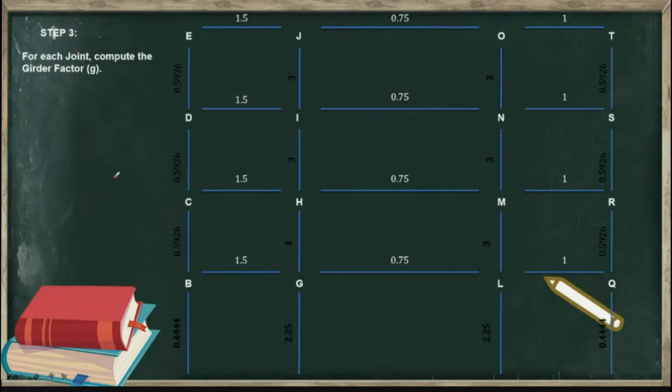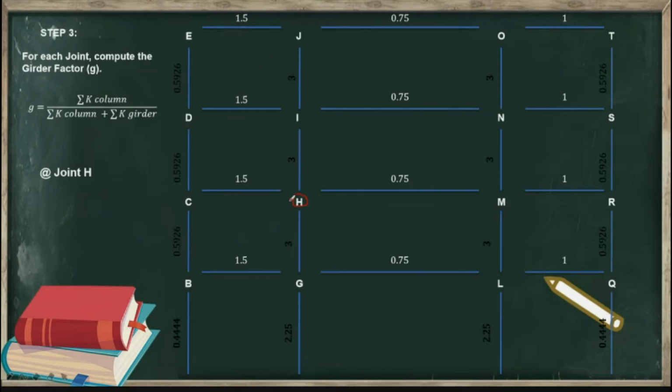The next step is, for each joint, compute the girder factor. Aside from the stiffness factor, we now proceed to the girder factor. For the girder factor, we have the formula: summation of K of the columns over the summation of the stiffness of the columns plus the stiffness factor of the girder. Let's take joint H as an example.